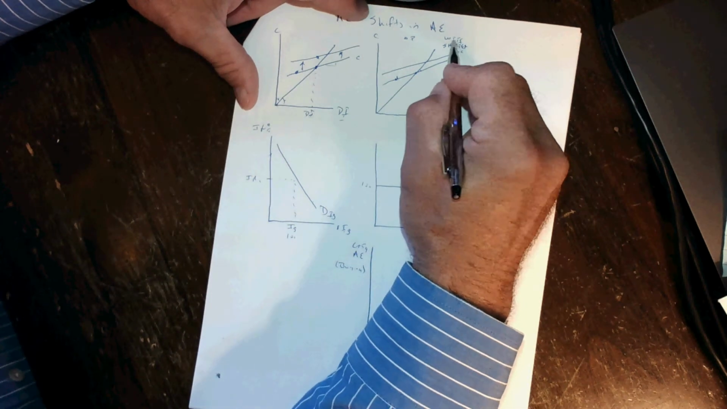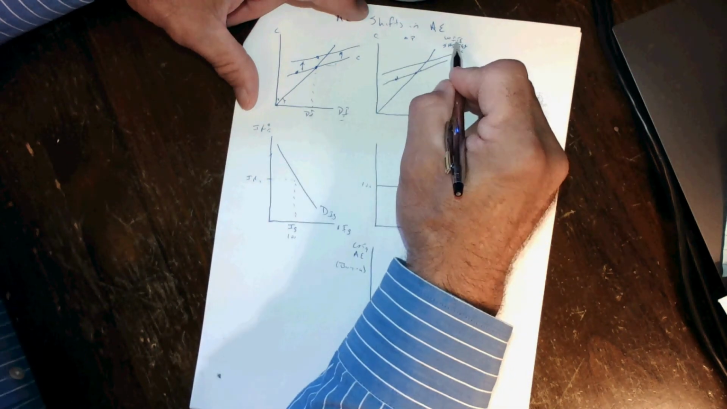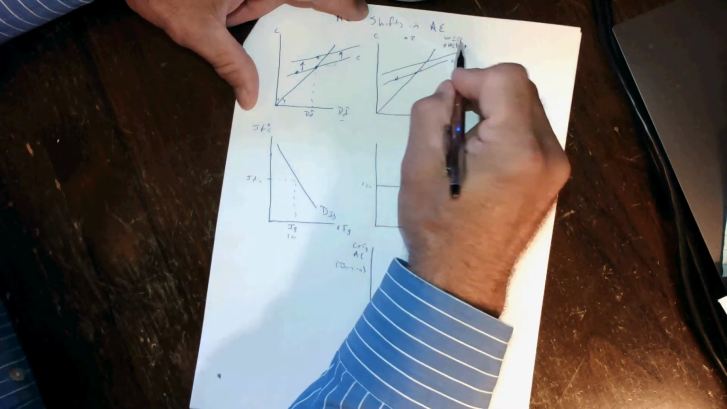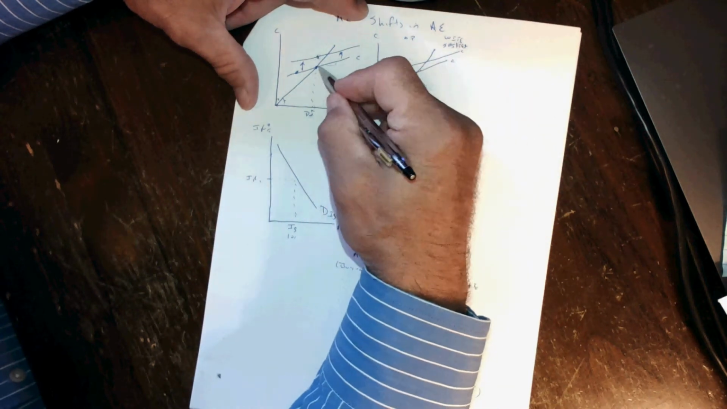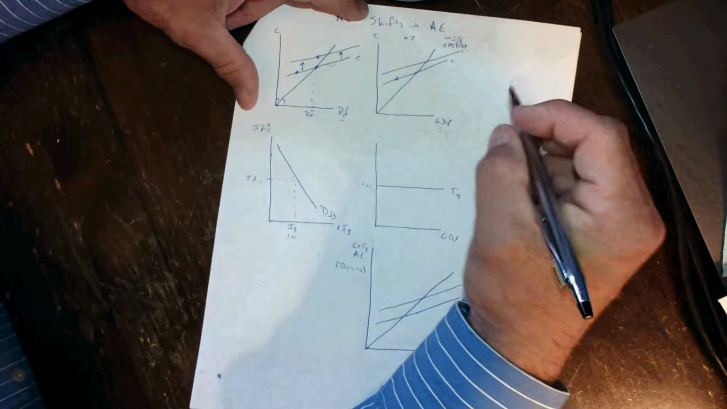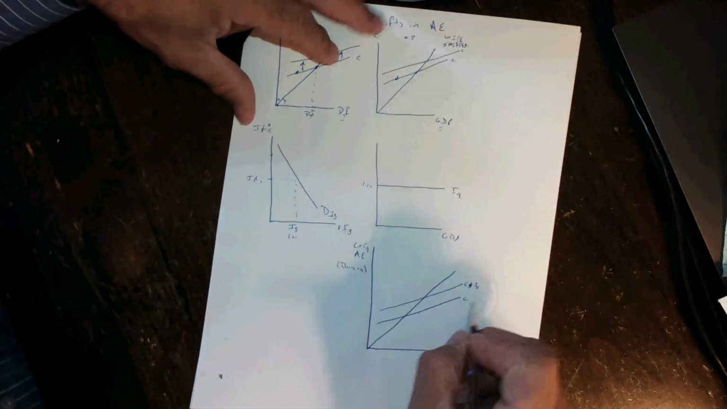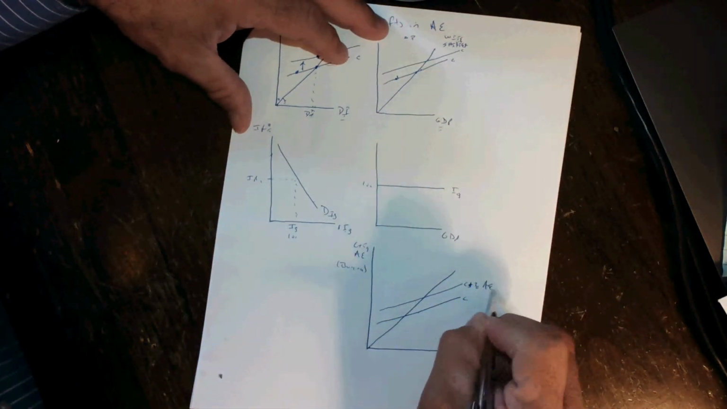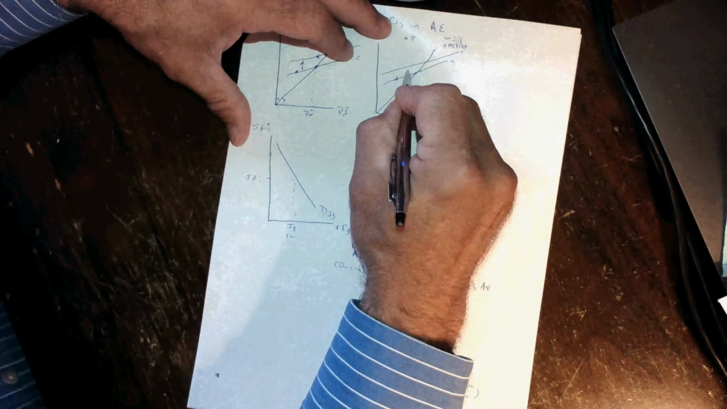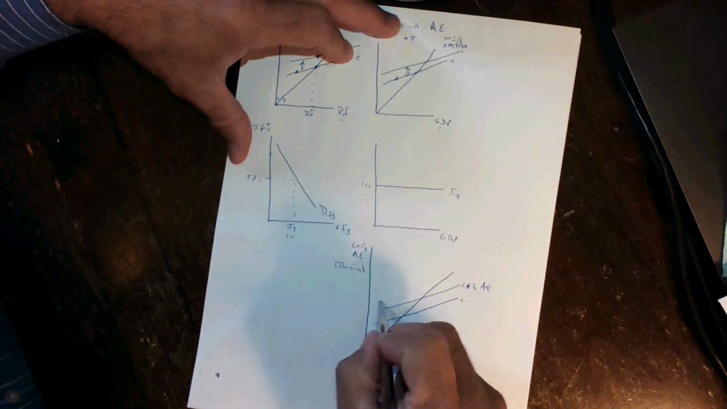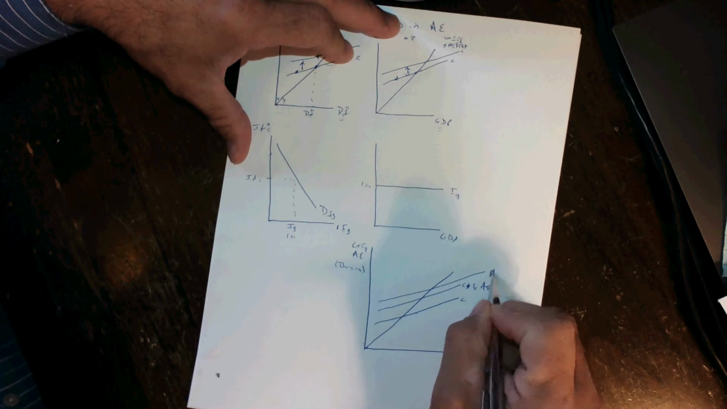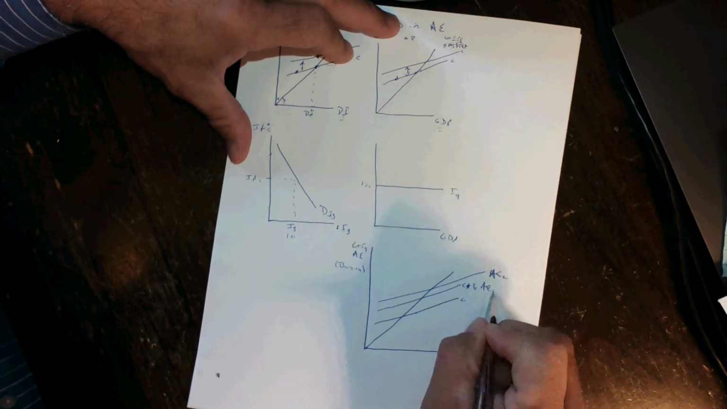It could be that they borrowed more money. It could be that taxes went down. It could be that they expect better things in the future. And so at any one level, they're spending more, and that gives us a new line. That would cause our aggregate expense line to shift by the amount of this shift in consumption. Now we have AE2 as opposed to AE1.